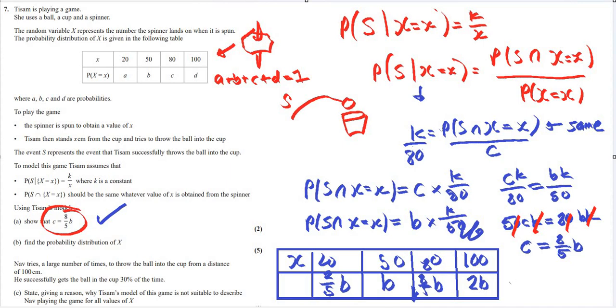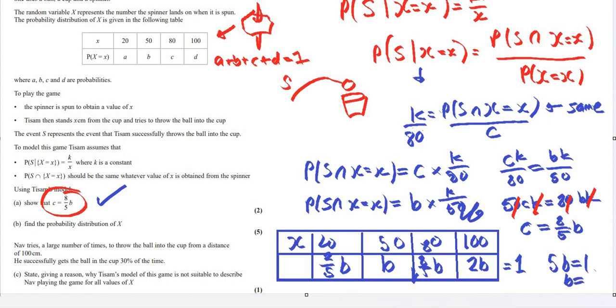And I know, as it's the distribution, that this equals 1. If I add all my B's together, I end up with 5 B's being equal to 1. So B equals 1/5. Now I substitute that back into my equation. This becomes 2/25. This becomes 1/5. This becomes 8/25. And this becomes 2/5. Those are my probabilities.